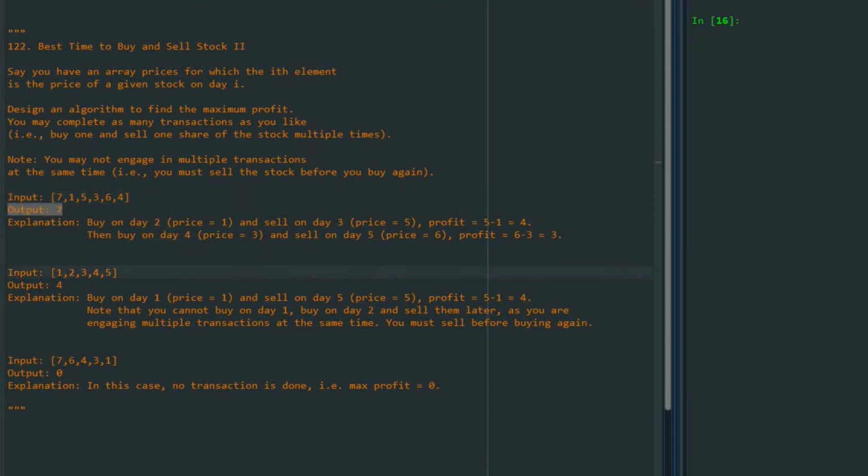Or for this example, I can buy at 1 and sell at 5. So I can have the profit 4. And in this example at the end, I cannot have any profit because the price is coming down, so we output 0.